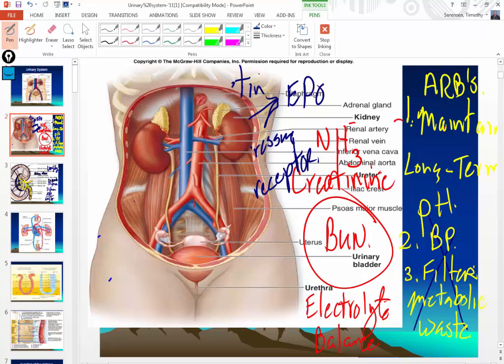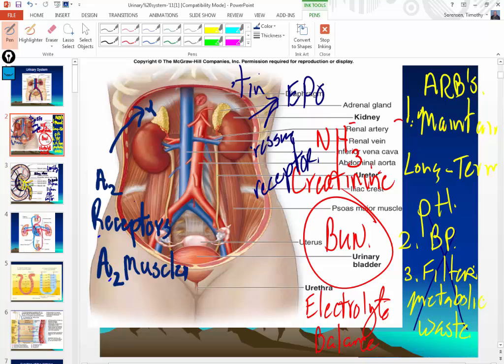Embedded in the cells that make up the adrenal cortex, you have receptors called angiotensin 2 receptors. You have them on the cells that make up the adrenal cortex. You also have angiotensin 2 receptors on the muscular wall of arteries.